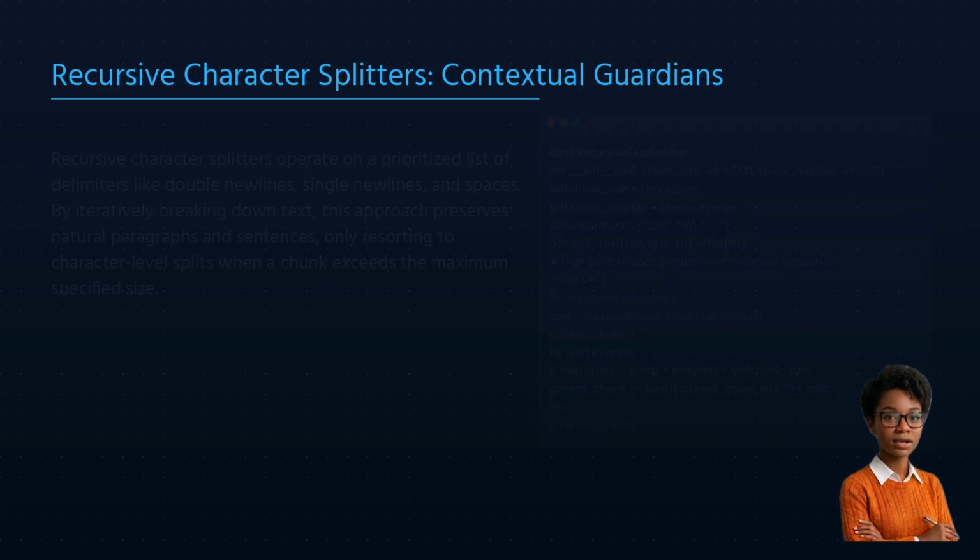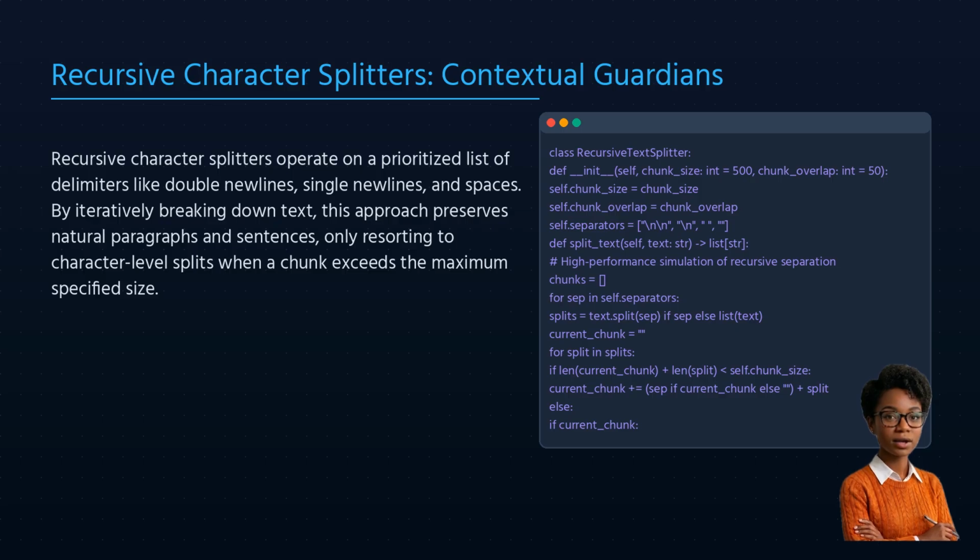To solve the problems of fixed chunking, we use recursive character splitters. Instead of chopping text blindly, this strategy looks at logical structure. It tries to split by paragraphs first using double newlines. If a paragraph is still too large, it attempts to split by sentences using single newlines, then spaces, and finally individual characters as a last resort. This guarantees that paragraphs and complete sentences are kept together as much as possible. This approach is highly effective for technical documentation, academic papers, and general markdown.